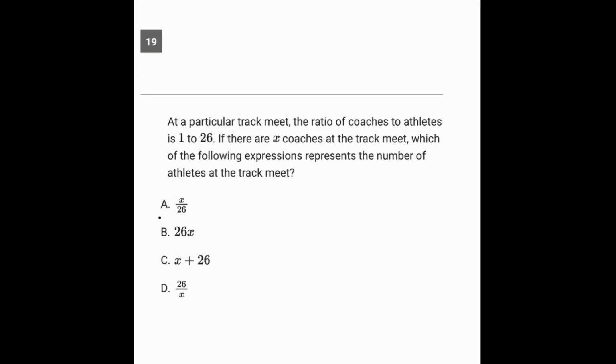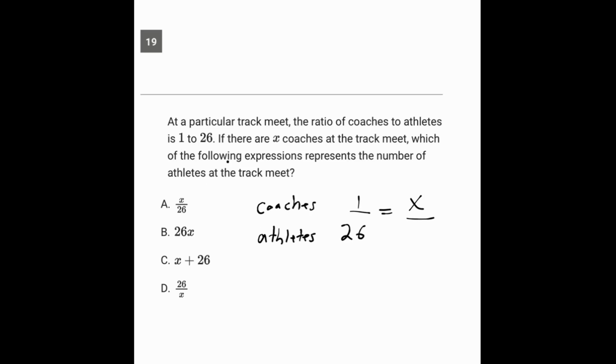Now going over to question 19. Here we're being asked about the ratio of coaches to athletes. And that ratio is given as 1 to 26. Now, if there are x coaches, how many athletes would there be?